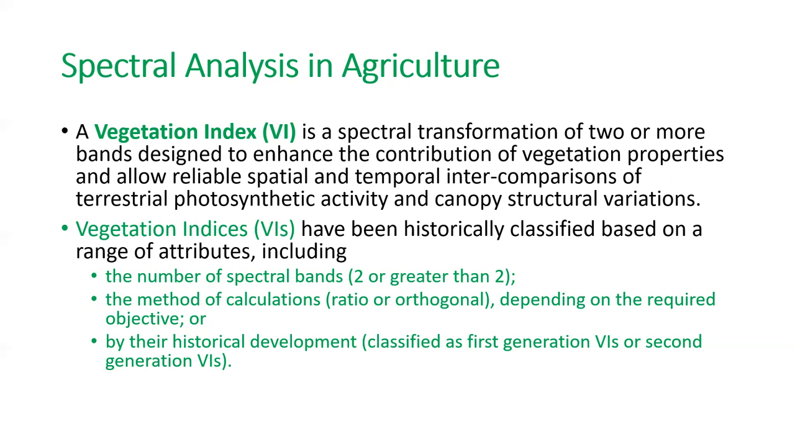So vegetation indices have been historically classified based on a range of attributes, including the number of spectral bands: are they two or greater than two? Second, the method of calculation: is it ratio or orthogonal, depending on the required objective? Or by historical development, classified as first generation VIs or second generation VIs.